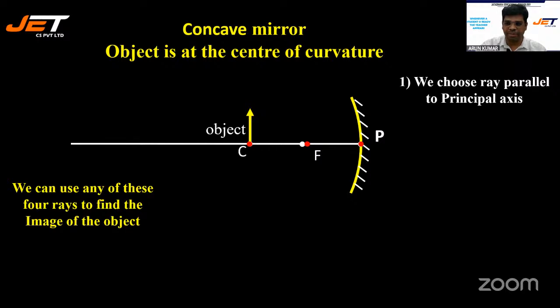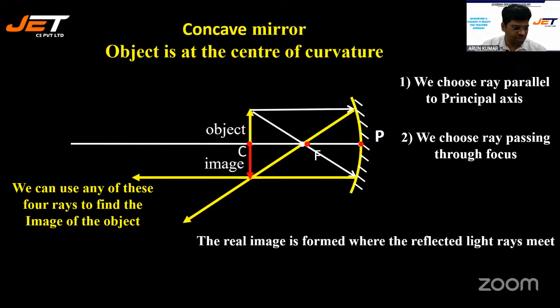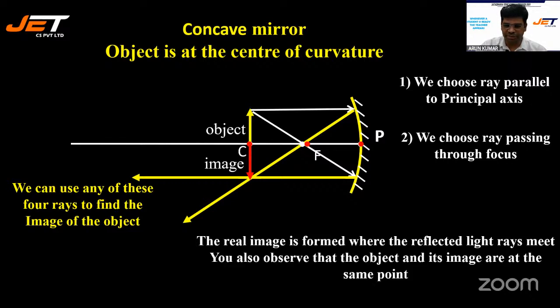All right, let's see. So first I'll choose the ray parallel to the principal axis. It passes through focus. Yes, Nikita is also right. Andrew is also right. Shravanti is right. Jyoti is right. Sahasra is right. Brilliant. The other ray passing through focus will go parallel to the principal axis, and the image is formed exactly at the center of curvature and inverted. So a real inverted image is formed, of the same size, at the center of curvature. The real image is formed where the light rays meet. You also observe that the object and image are at the same point, which is the center of curvature.